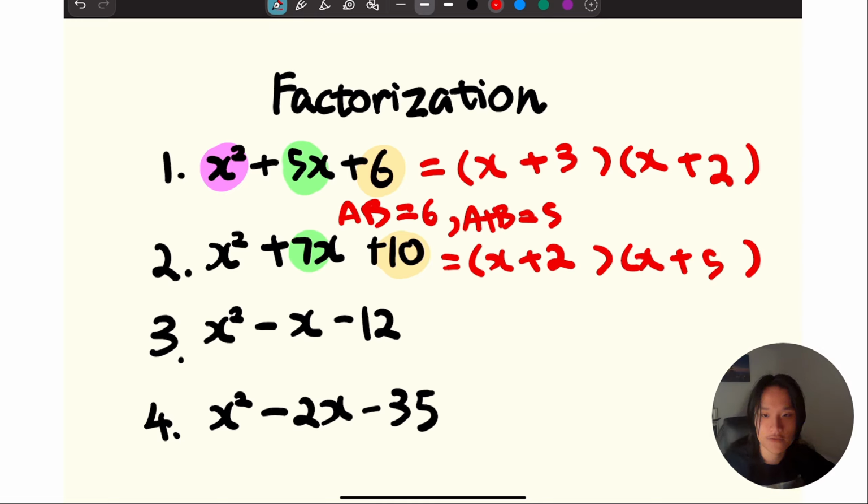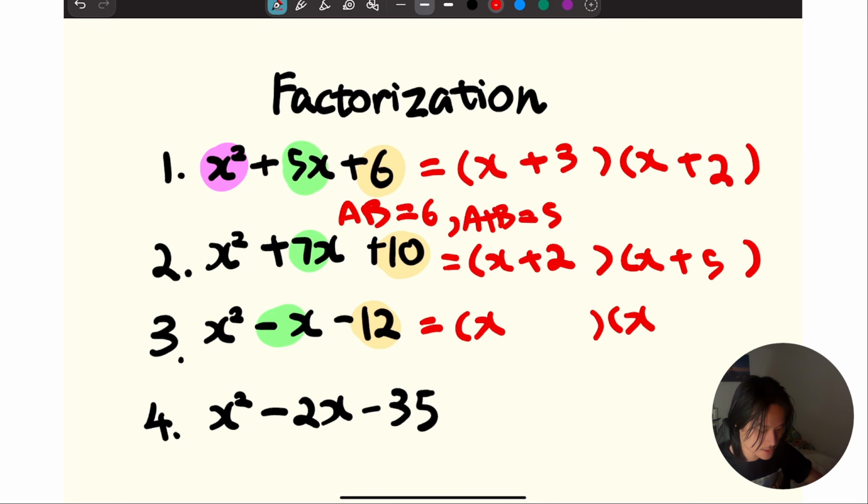Now, for the third question, it's a little bit different because we have negative x and a negative constant term, minus 12. So once again, we write out the x's first, like this. So now we want to find two numbers so that they multiply to minus 12 and they add up to minus 1, because minus x, that's just minus 1x really.